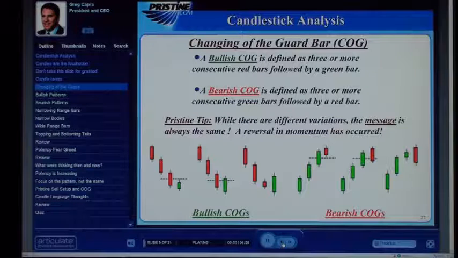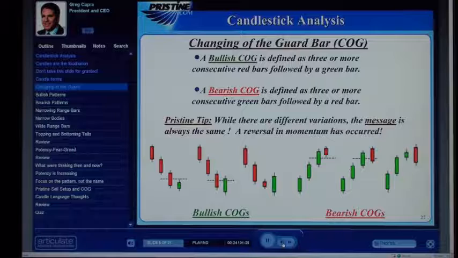The changing of the guard bar. A bullish changing of the guard is defined by 3 or more consecutive red bars followed by a green. Bearish changing of the guard, 3 or more consecutive green bars followed by a red. And as we can see, there are different variations of this, but the message is always the same. There has been a reversal in momentum.